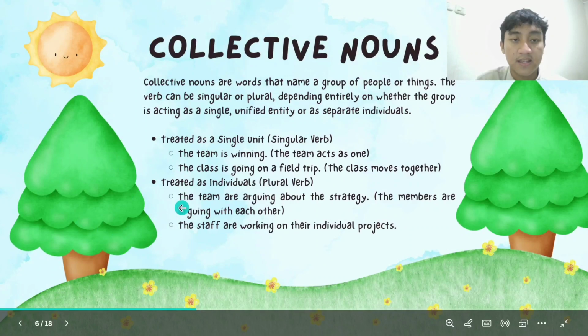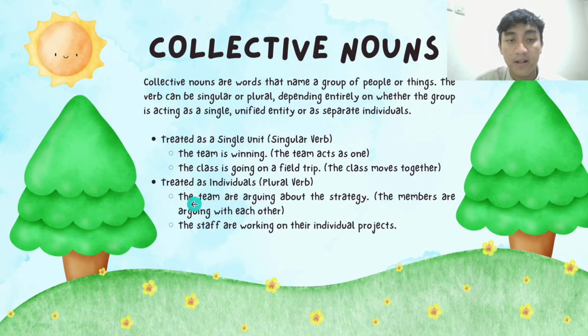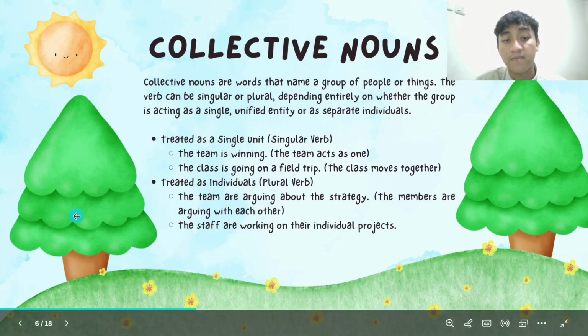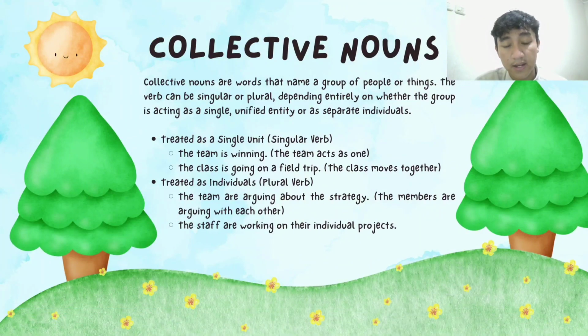Okay, the second is as individuals, with a plural verb. All right. The example is like: the team are arguing about the strategy. In this sentence, the members are arguing with each other. Okay, the second example: the staff are working on their individual projects, like that.